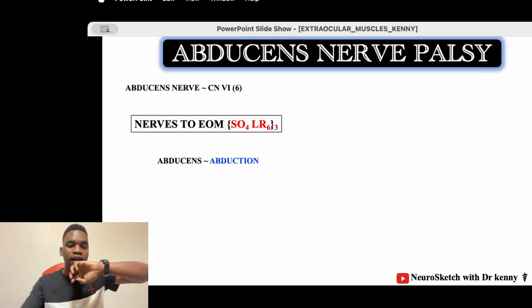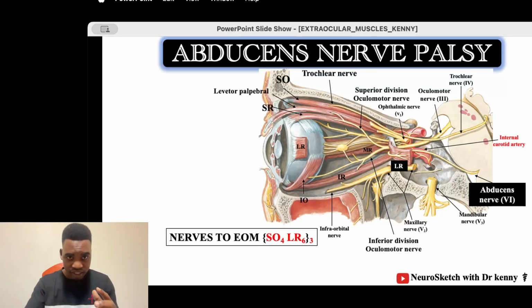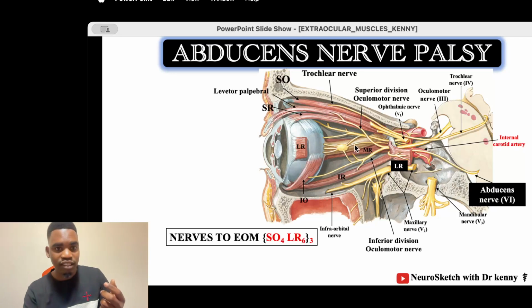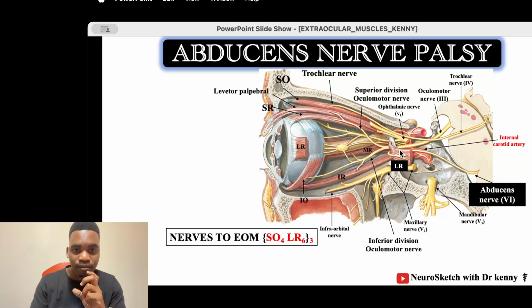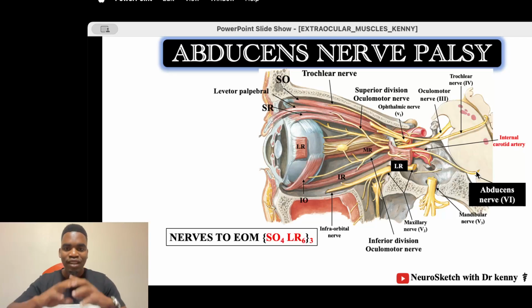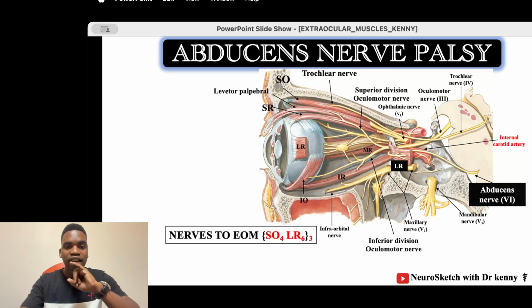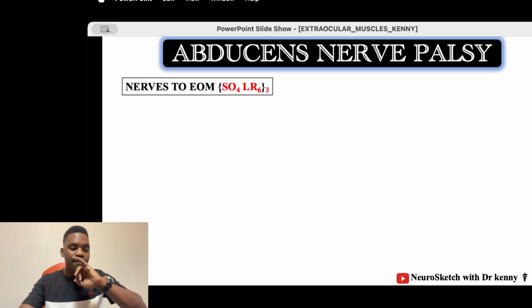So if we go back to see all these extraocular muscles, you see this is the lateral rectus muscle, which is cut so we can see the inside. The lateral rectus muscle will be innervated by this nerve, and this nerve is what is known as the abducens nerve, which is cranial nerve number 6. Cranial nerve number 6 has only one job, and that is innervation of the lateral rectus, and the lateral rectus has only one job, and that is abduction of the eye.